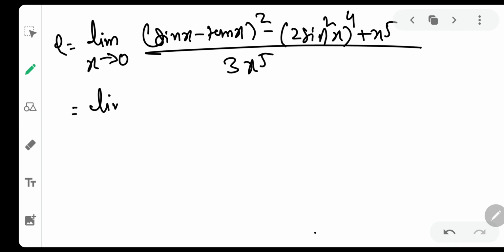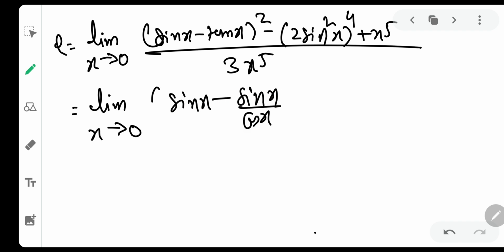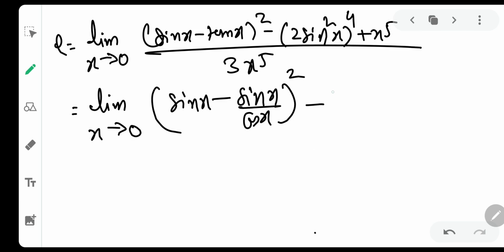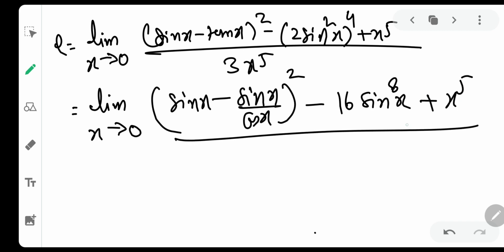Okay, let us simplify it further. This will be equal to (sin x minus sin x upon cos x) the whole raised to 2, minus 2 raised to 4. 2 raised to 4 is 16, and this will be equal to sin raised to 8x plus x raised to 5 upon 3x raised to 5.